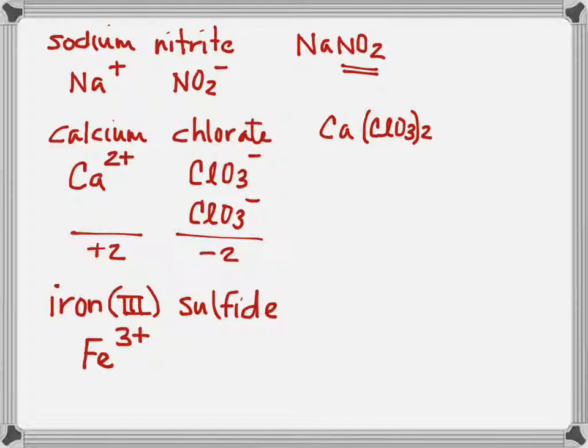Sulfide is from sulfur. Now, if you look at these guys up here, this ended in TE and this ended in TE. Many of the ones that are polyatomic end in TE. This ends in "ide." Most of the ones that end in "ide" are just a single element. So this is sulfur as an ion.